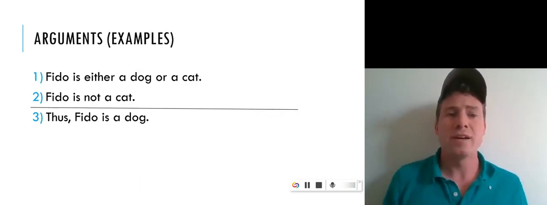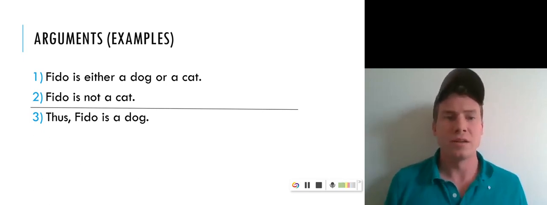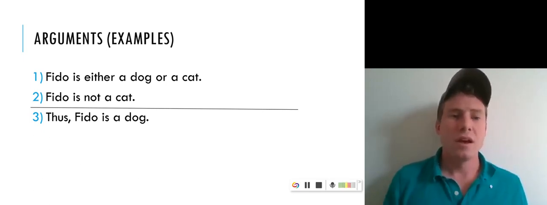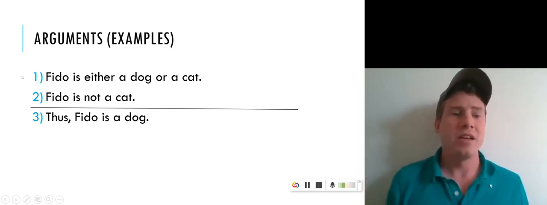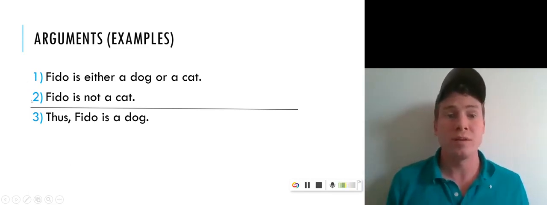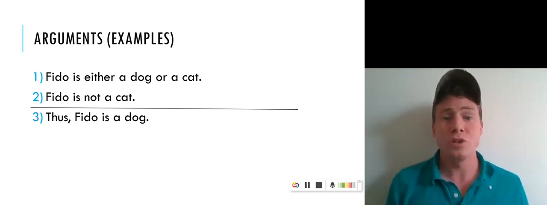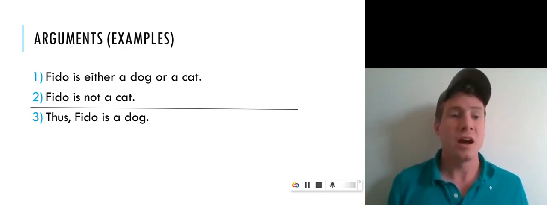So let's look back at our example. Fido is either a dog or a cat. Second statement, Fido is not a cat. Conclusion, Fido is a dog. In this argument, it could go wrong in two ways. It might be that the two statements, 1 and 2, don't actually support the third statement, or it might be that either one of those statements, 1 or 2, is not a plausible or true statement.